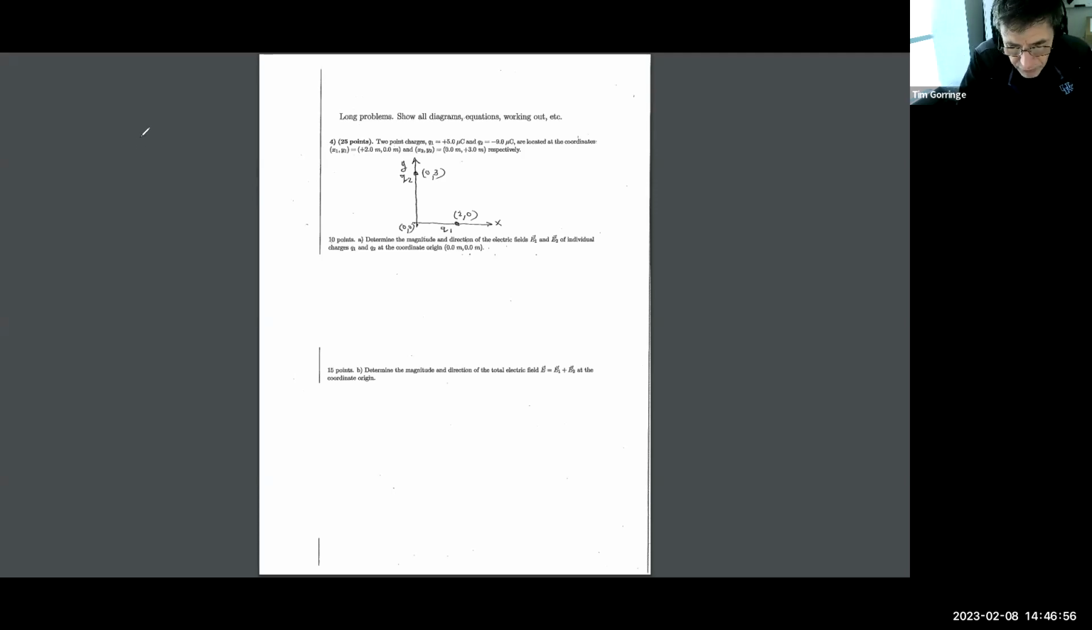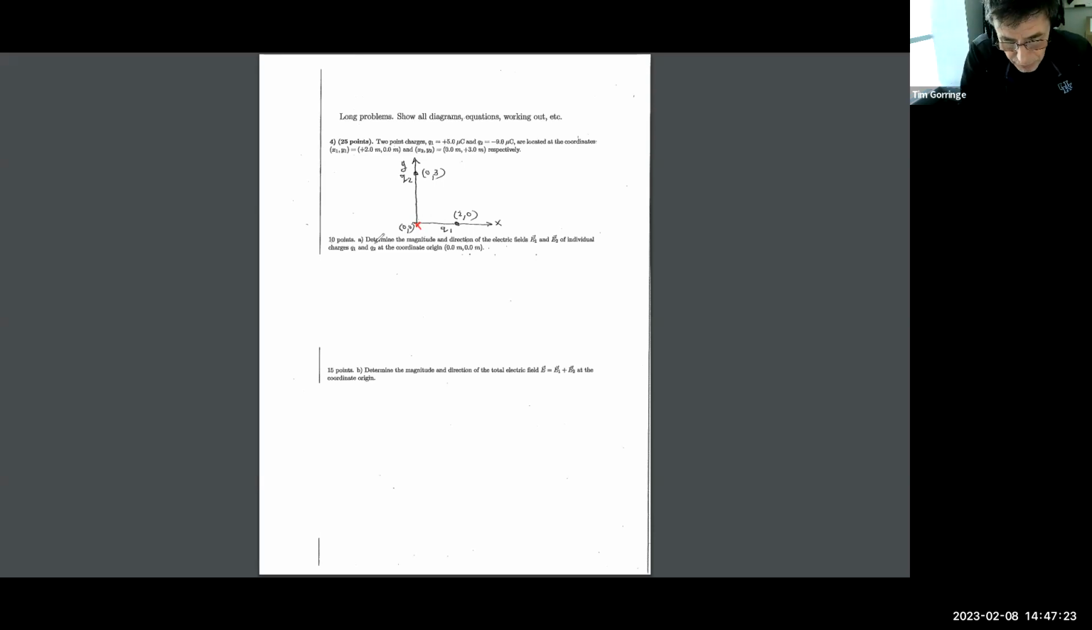Okay, I'm moving on to the first fully worked out problem, and it's one that involves two charges. We're told their locations, and we're asked to explore the electrical field that's created by those two charges at a third location. That's the origin. So let's work through this problem. There's two parts to it, A and B.